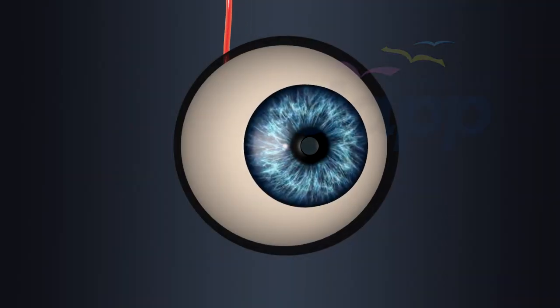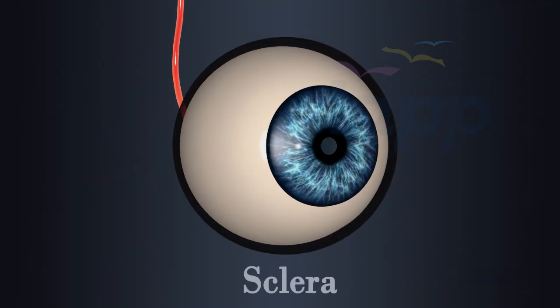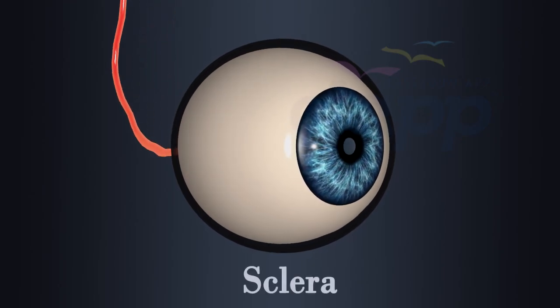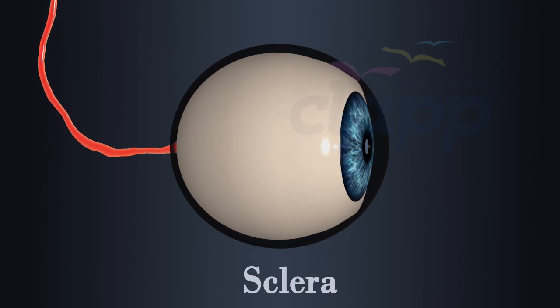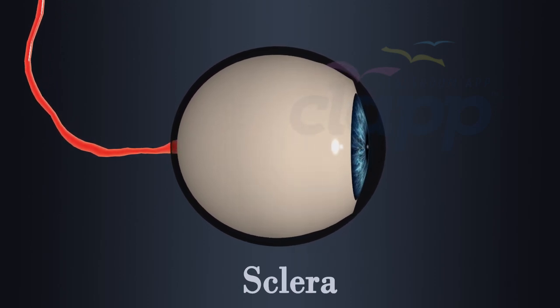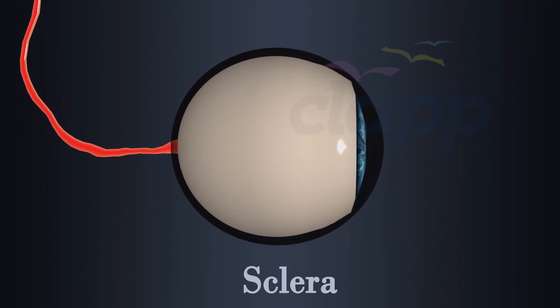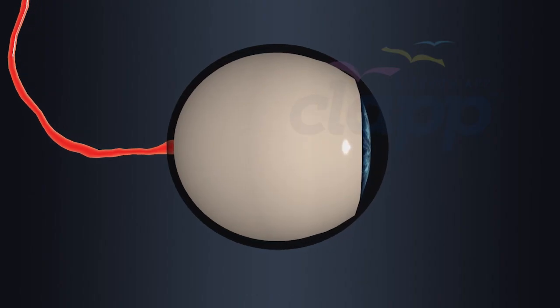Exterior layer. The outer layer of the eyeball is a tough, white, opaque membrane called the sclera. The white of the eye, made up of fibrous tissues. It provides structural support and protects the inner components of the eye.